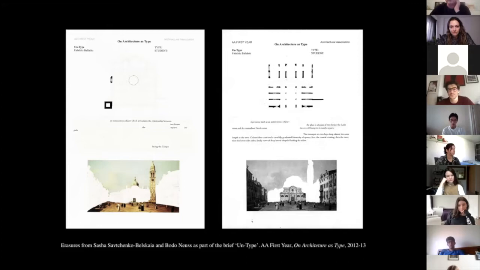So, for example, on the left, you see a drawing of Sasha, which says, actually, what do you see now? Santa Maria Formosa is really people at the museum looking up. Whereas on the right, for instance, Bodo was more interested in, I think in this case, Codussi's use of parallel walls as a means to apportion the space of the church inside.